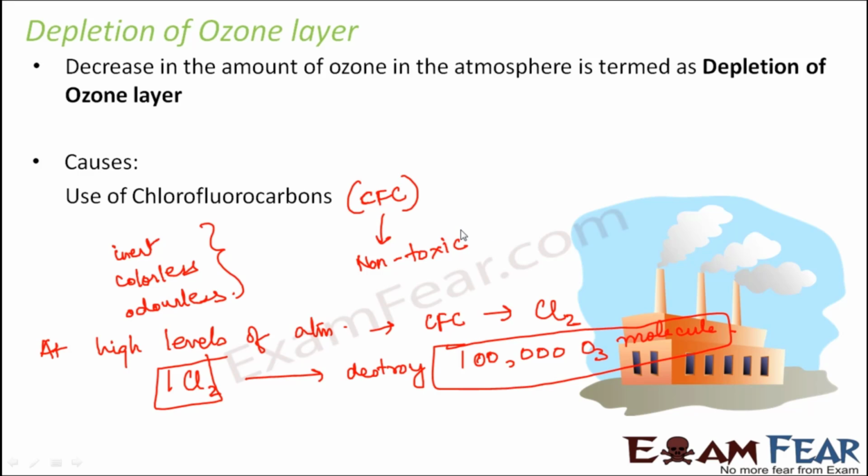So even though chlorofluorocarbon is non-toxic, it doesn't do any harm to us, but when it reaches the higher levels of atmosphere, it produces chlorine, and chlorine destroys 1,00,000 molecules of ozone. So we have to find out some way by which we can reduce the use of chlorofluorocarbons. Otherwise, what will happen? The ozone layer will gradually keep on decreasing, and finally a time will arrive when there will be no ozone layer, when there will be no protection against the ultraviolet radiation of the sun.